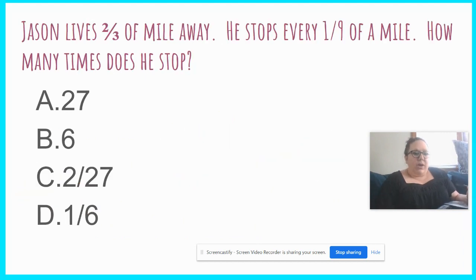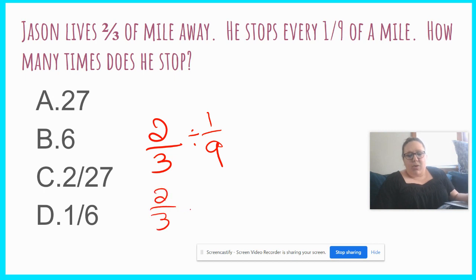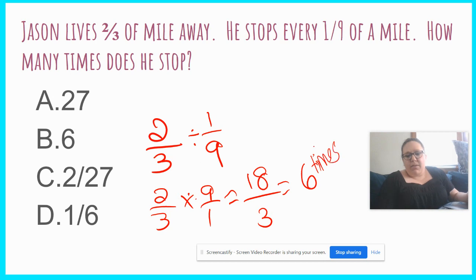And then last one. Jason lives 2/3 of a mile away. So he has to go 2/3, and then he's stopping every 1/9. So we're going to make 1/9 groups with 2/3. So we're dividing, and then that's going to become 2/3 times 9 over 1. 2 times 9 is 18. 3 times 1 is 3. 18 over 3 is 6 times. Again, I did not just do a random answer.